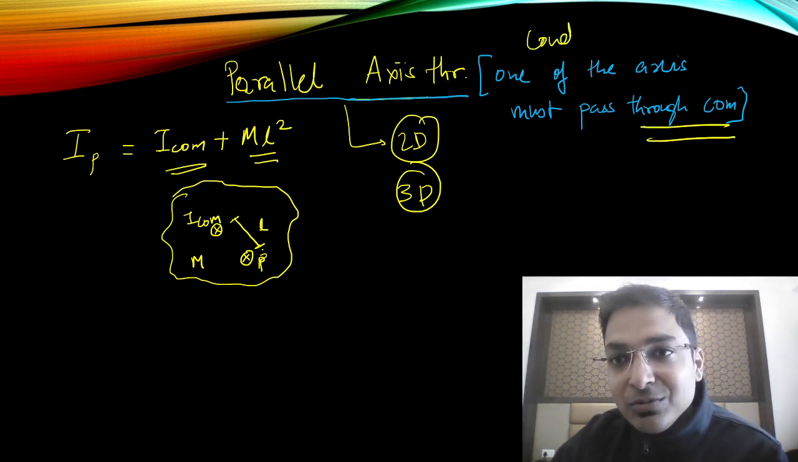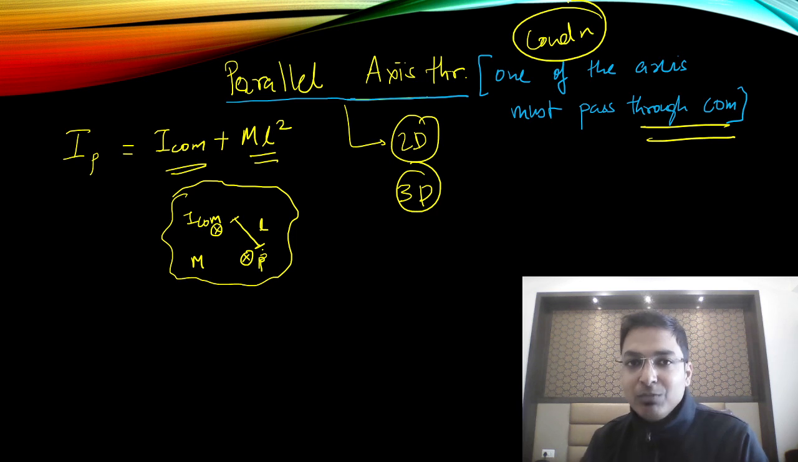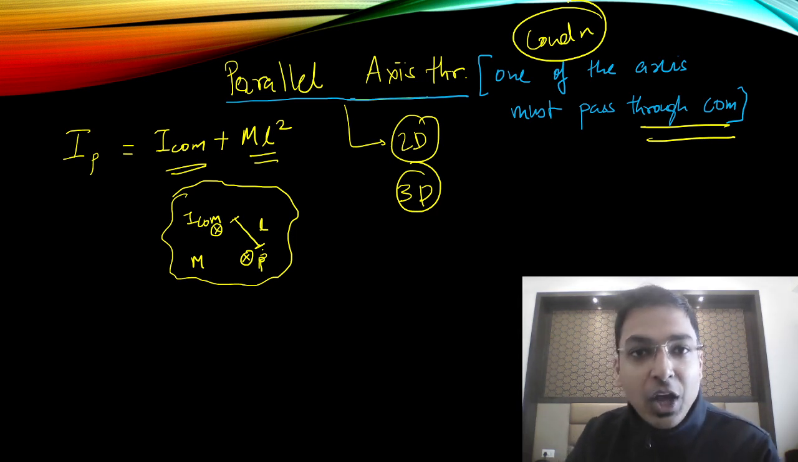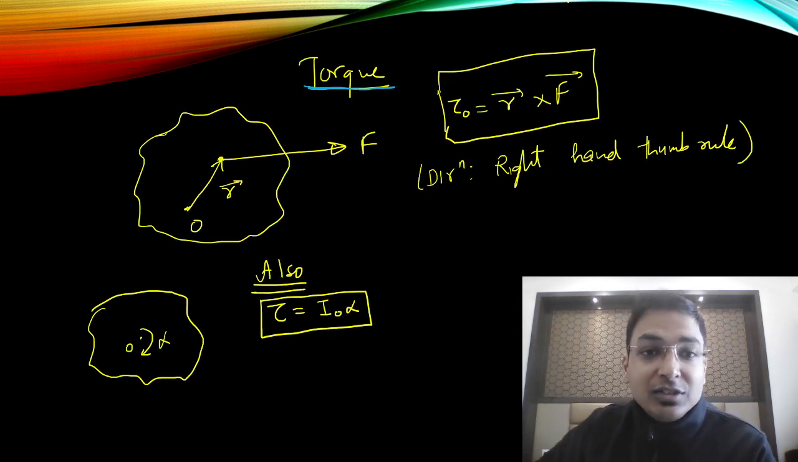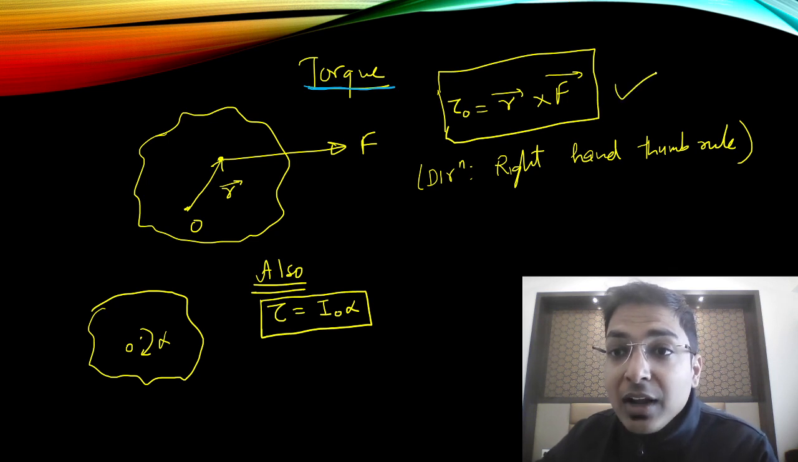This is the condition for this formula. One of the axes must pass through the center of mass. Great. Now we are moving to torque. What is torque? Torque is R cross F.